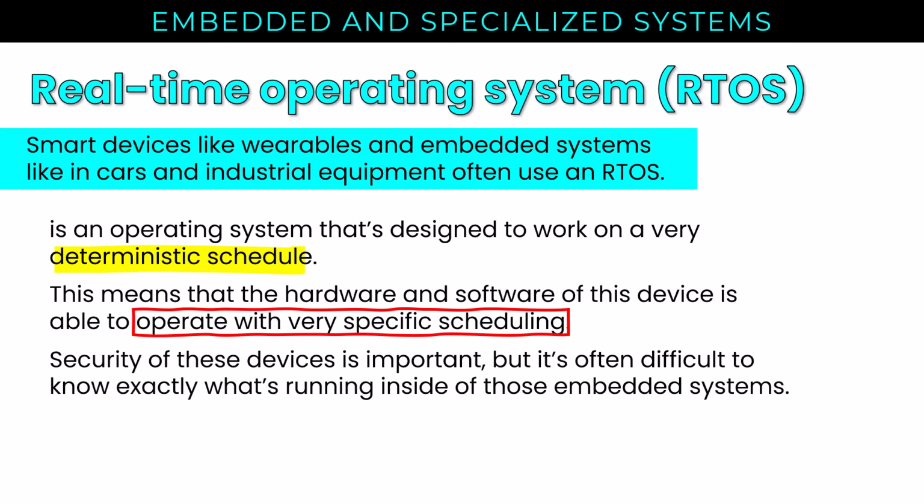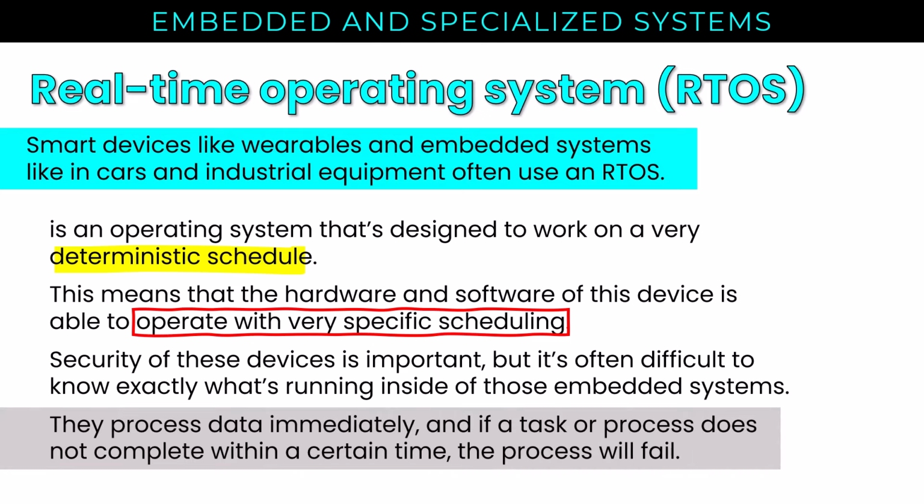Security of these devices is important, but it's often difficult to know exactly what's running inside some of those embedded systems. And so if you can't patch the system itself, if you can't keep it up to date, then you surround it with additional layers of security. You consider isolation. You perhaps have it behind a firewall. You have intrusion prevention and detection on the wire. But these systems process data immediately, and if a task or process doesn't complete within a certain time, essentially the process will fail. That's a real-time operating system.